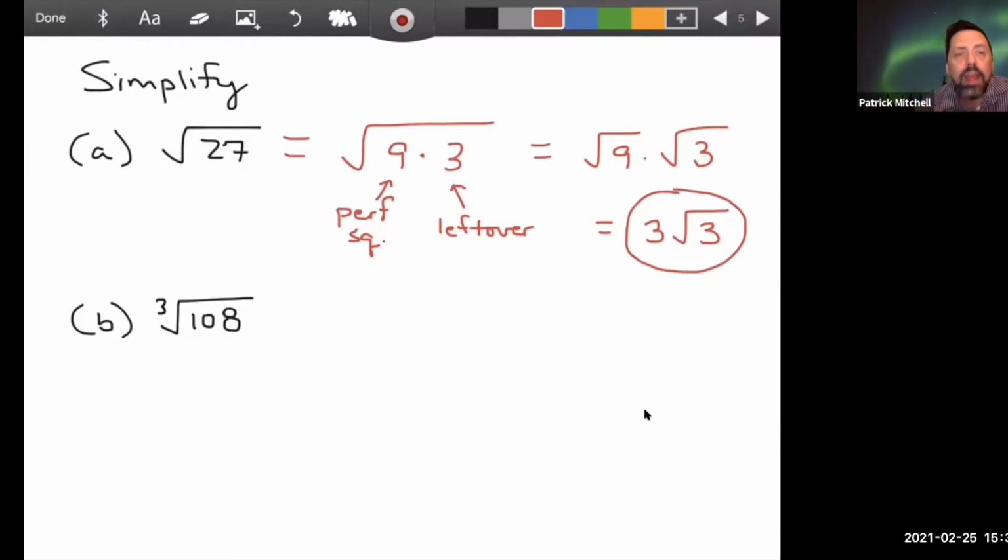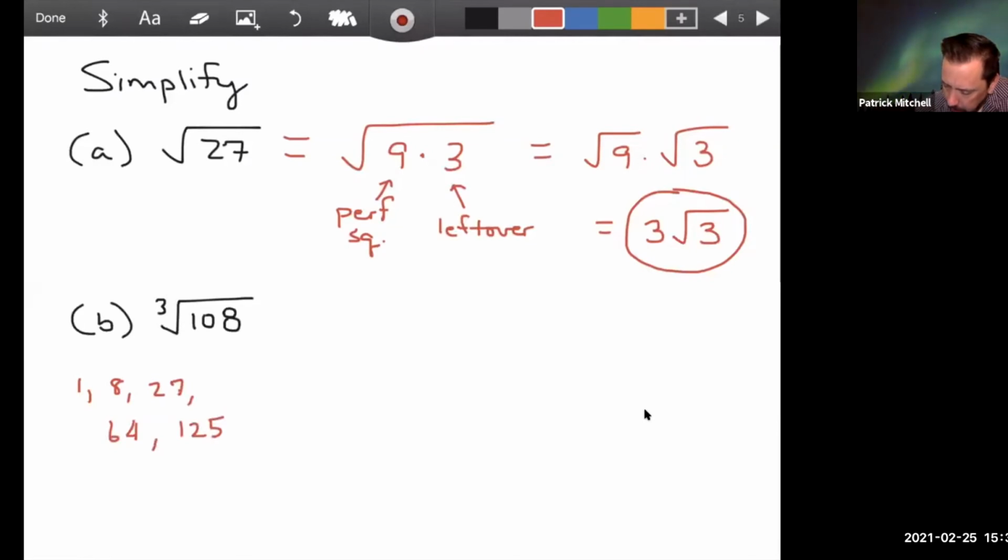Okay. Letter B, it's the same idea, except with a cube root. So question number 1, is 108 a perfect cube? And you might have to think about that for a few extra seconds. What are my first few perfect cubes? Well, they're 1, 8, 27, 64, and then the next one is 125. Okay. So the answer is no.